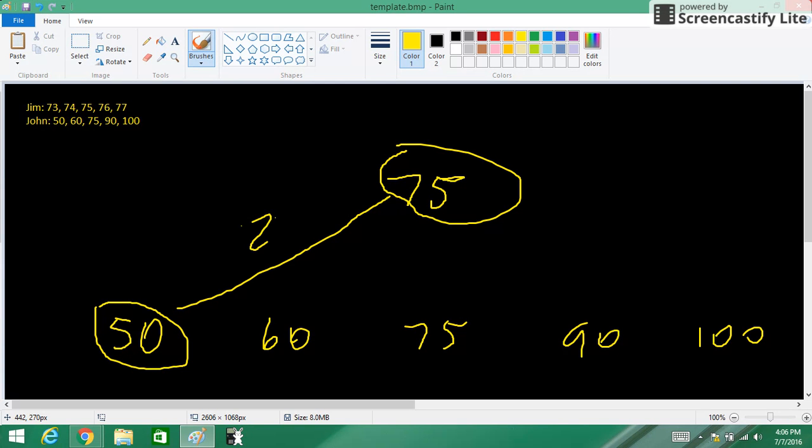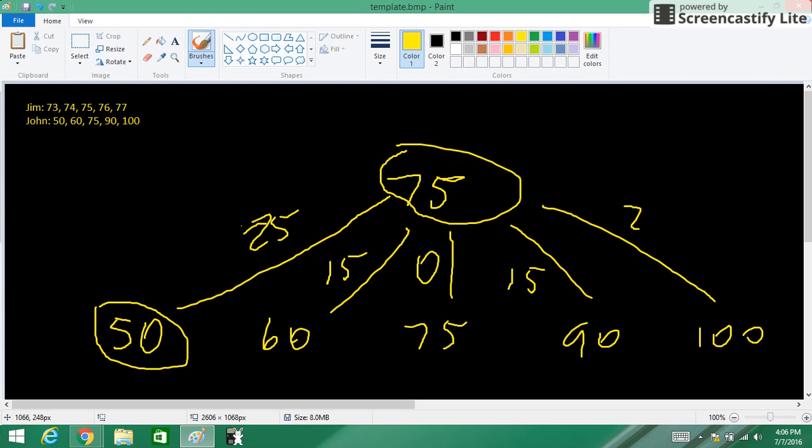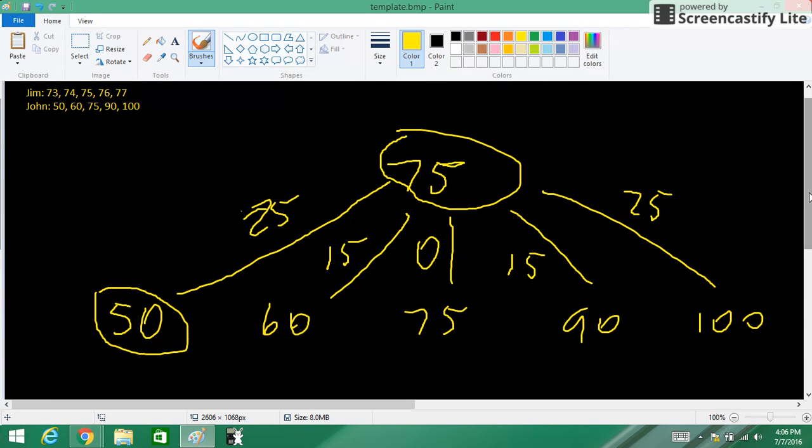So that distance is 25, from 50 to 75. From 60 to 75, that's 15. From 75 to 75, that's 0. From 75 to 90, or 90 to 75, that's 15. And then 100 to 75, that's 25. So now we're getting somewhere here. We took a bunch of differences, and there are 5 of them. In stats, we want to be able to describe or summarize something quickly and efficiently.